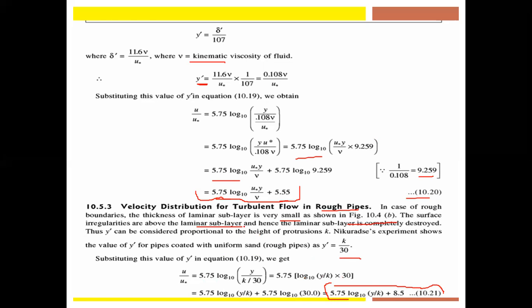So ఇక్కడ చూడండి, స్మూత్ పైప్స్ కి 5.75 into log 10, same 5.75 into log 10. ఇక్కడ u star v by v అని ఉంది, ఇక్కడ just only k by y by k ఉంది, plus 5.5 ఉంది. ఇక్కడ you are getting 8.5. So in the smooth flow you are getting 5.5, in the rough flow you are getting 8.5. So like this you can have some small changes while keeping these formulas in the mind. Okay na? So with these formulas keeping in mind, we'll solve some problems related to this topic.